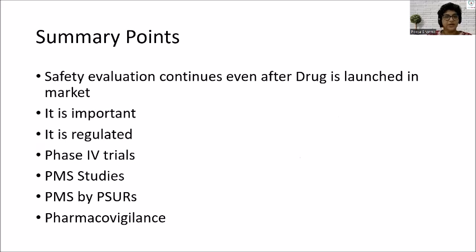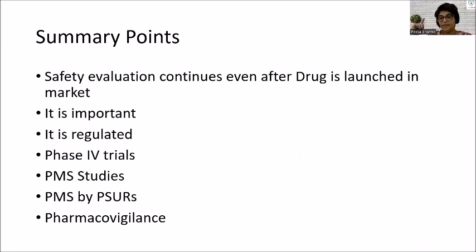So it's very important to understand that the safety evaluation continues and should continue even after the drug is launched in the market in India. It is very, very important because we have seen that the clinical trials are in a very niche population, in a controlled population. In a real world situation, it is important to continue to study the safety.